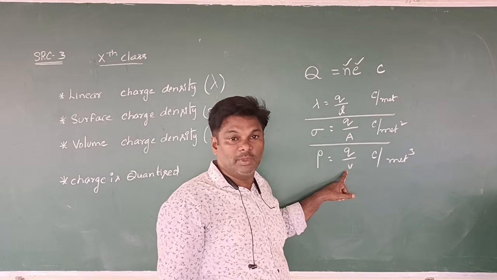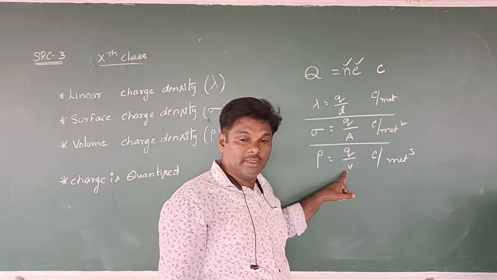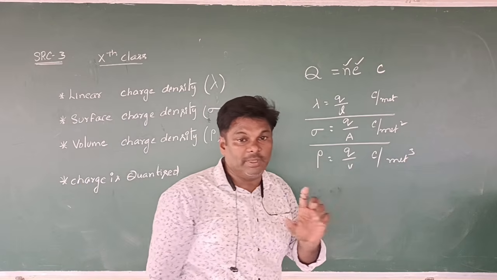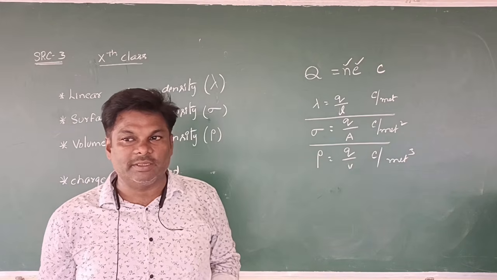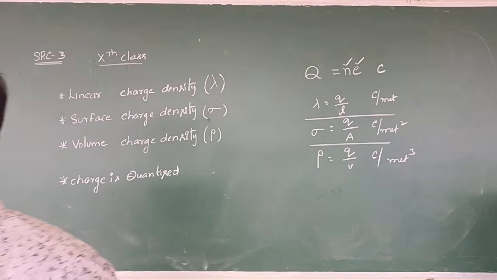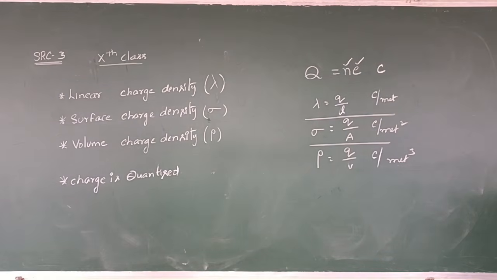If it is a cube, no problem with that. You will get length into breadth into height. Suppose it is a sphere, you will get 4 by 3 pi r cube. Volume is 4 by 3 pi r cube. Okay. Note these formulas.